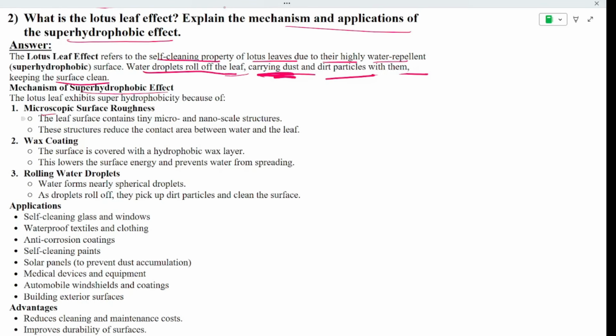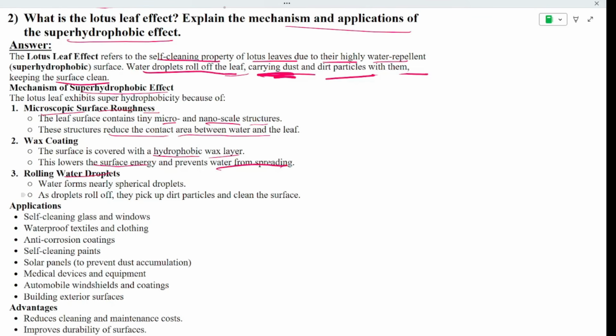If you see the microscopic surface roughness, the leaf surface contains tiny micro and nano scale structures, and these will reduce the contact area between the water and the leaf. Next is the wax coating. It is a hydrophobic wax layer, and this lowers the surface energy and prevents water from spreading.